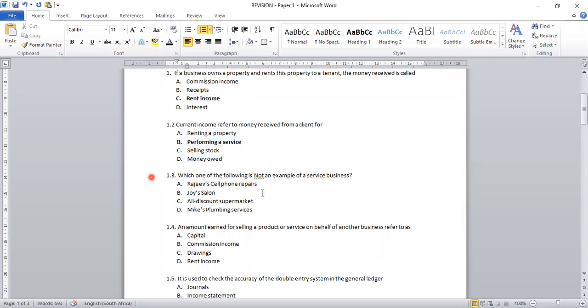1.3, which one of the following is not an example of a service business? Is it A, Rajiv's cell phone repairs, B, Joy's salon, C, All Discount Supermarket, or D, Mike's plumbing services? Learners, the answer is C. The supermarket is not an example of a service business.